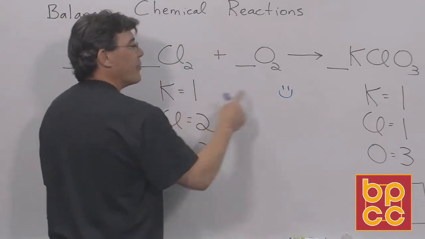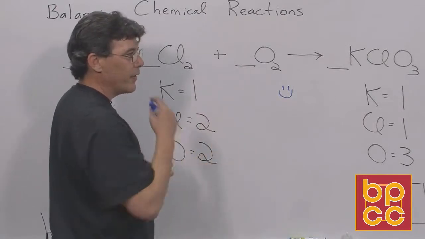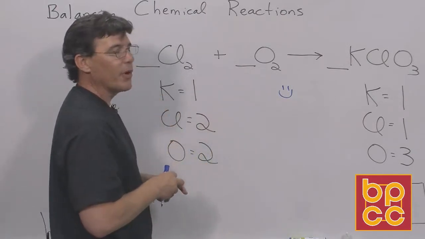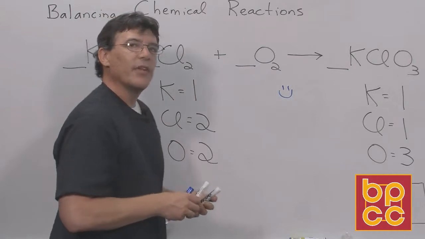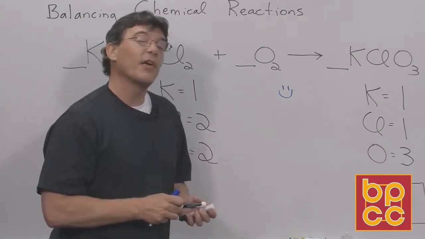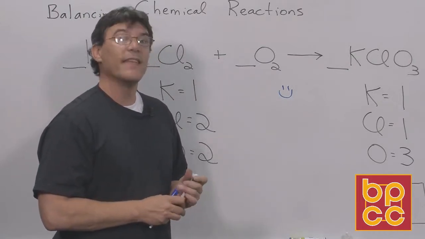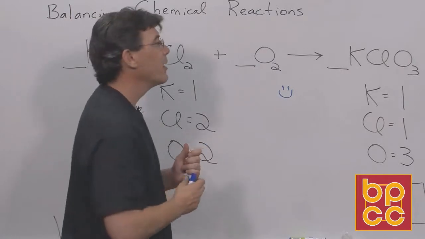Now that potassium was a metal element, and that's on the left-hand side of your periodic table. Metal elements tend to be the easiest to balance, and I recommend doing them first. Okay? In this case, there was only the one metal element, the potassium.